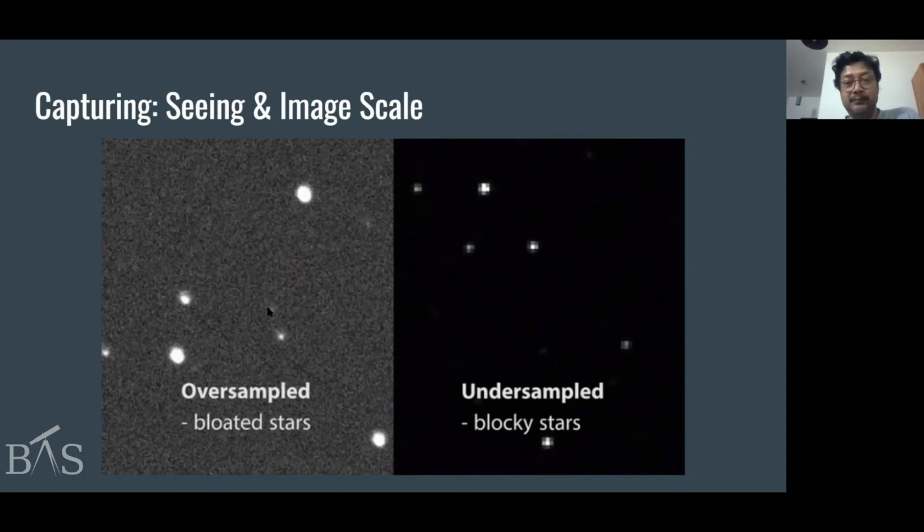Okay. I have a question. What is the relation of image scale, oversampling or undersampling with printing images? Printing images, yes. I don't think there is any relationship. I can't think of any relationship.